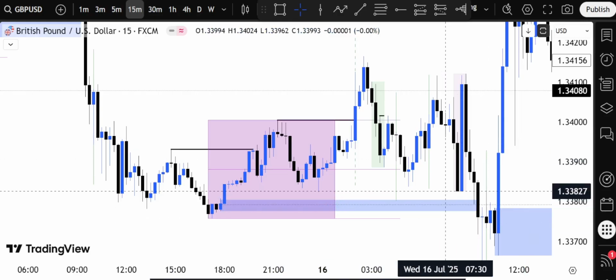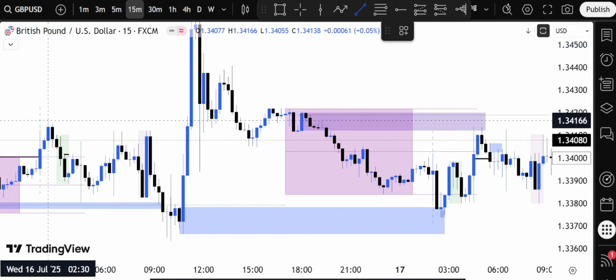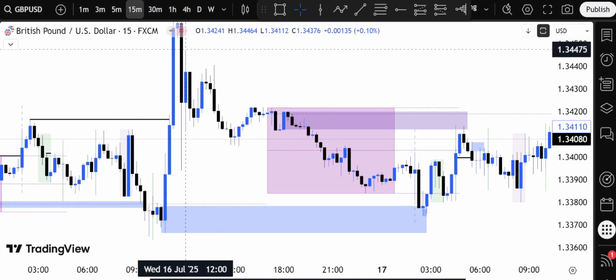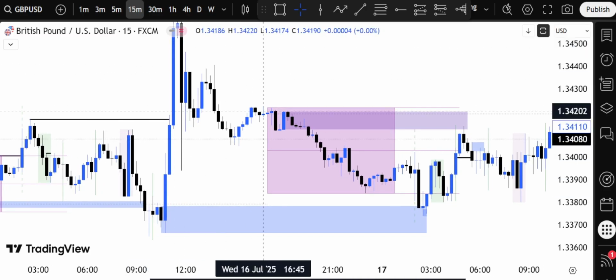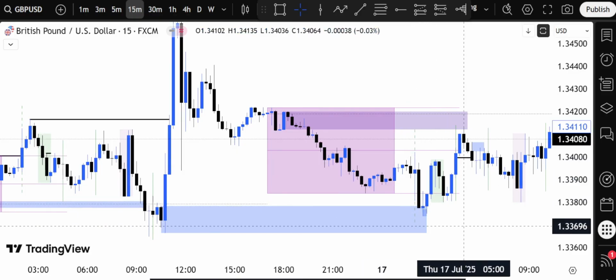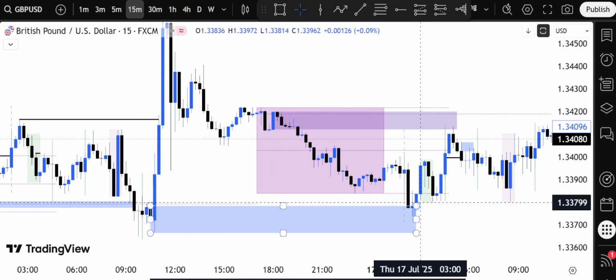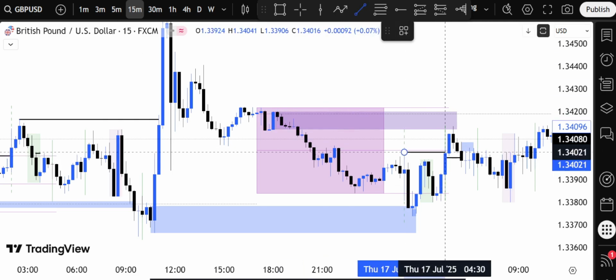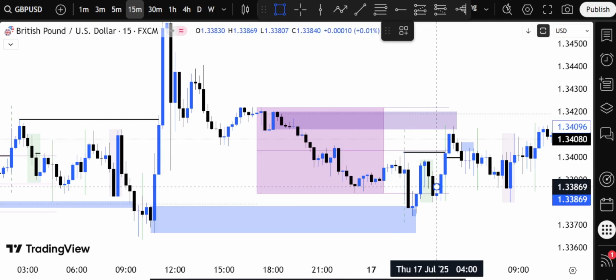Price broke the demand. Let's move on. On Thursday, we had a break of structure here. This is our valid demand. Price was trickling down, making a lower high, lower low, lower high, until it mitigated the demand. After mitigation of this demand, price went up to mitigate this supply. We had here a break of structure, another demand here.